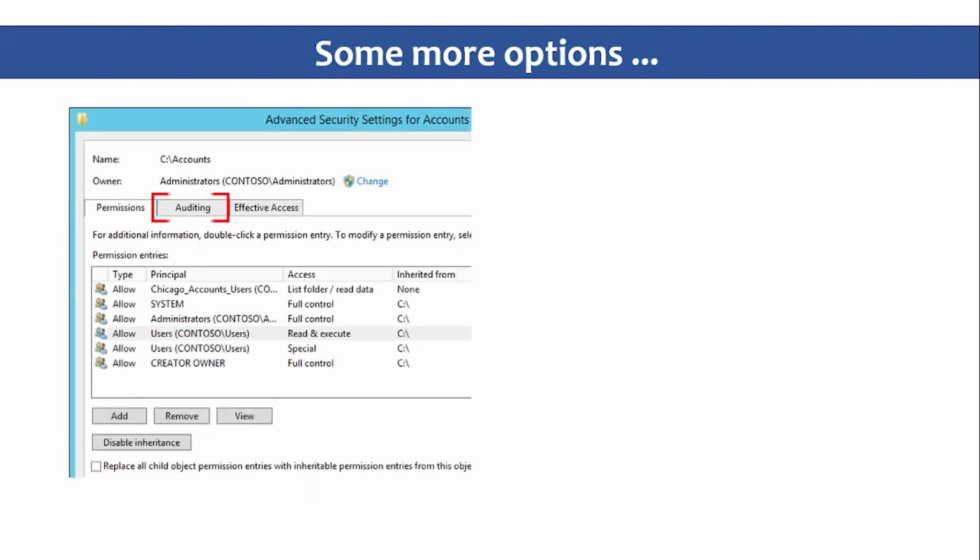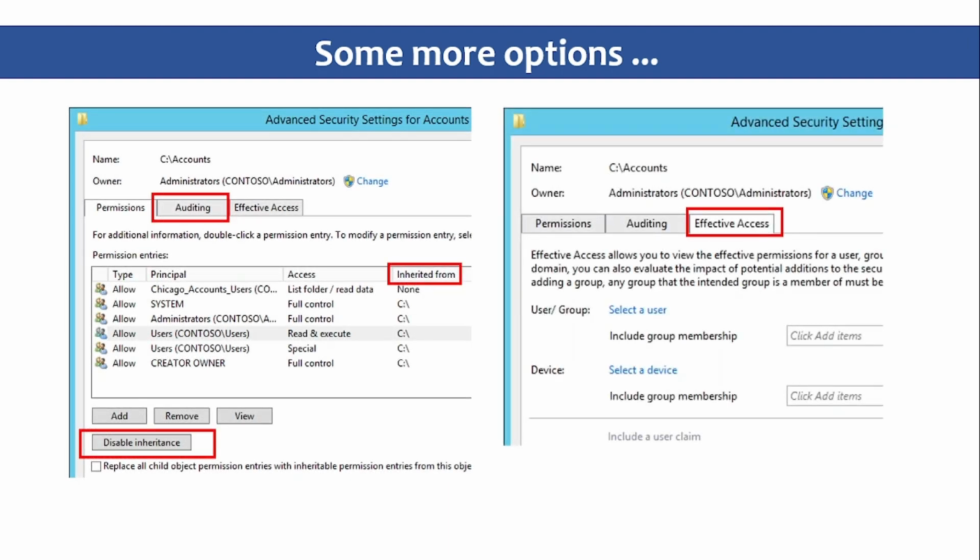Now there are some more options, let's say auditing, inheritance, effective access. If you want to know more about these options, please leave a comment. We will prepare a new video exclusively on these options along with the labs, because these need to be explained by showing things in the labs.